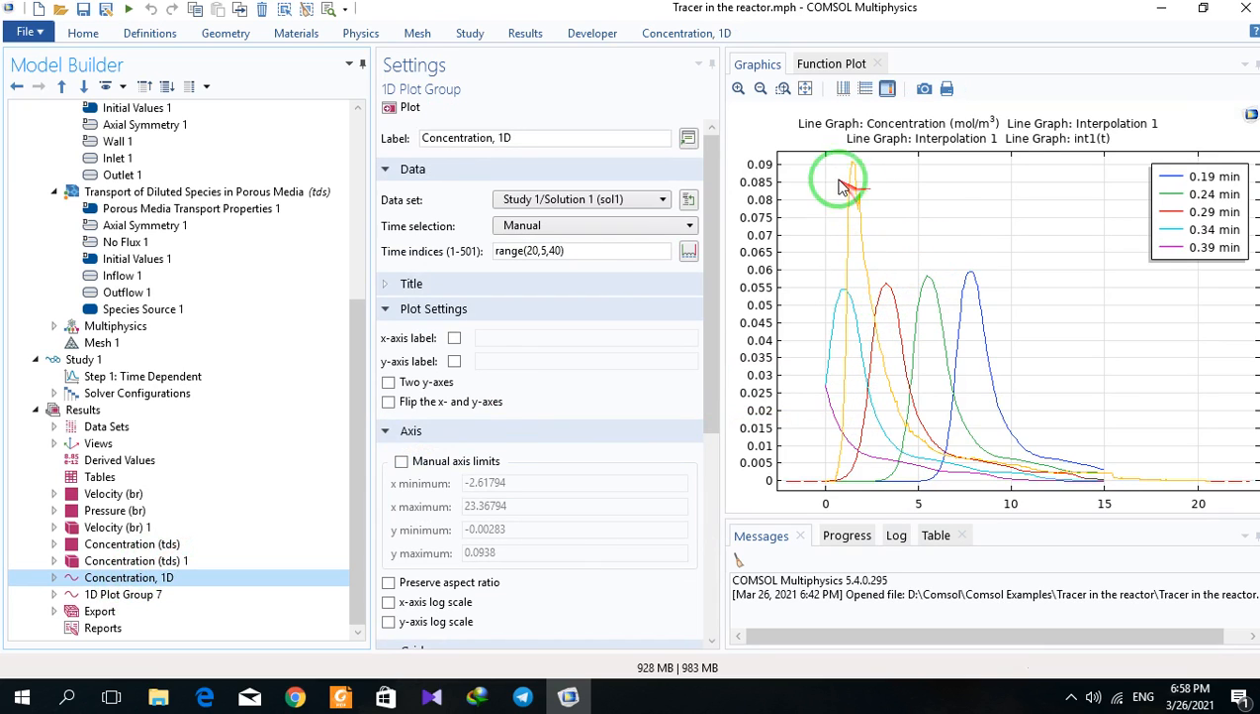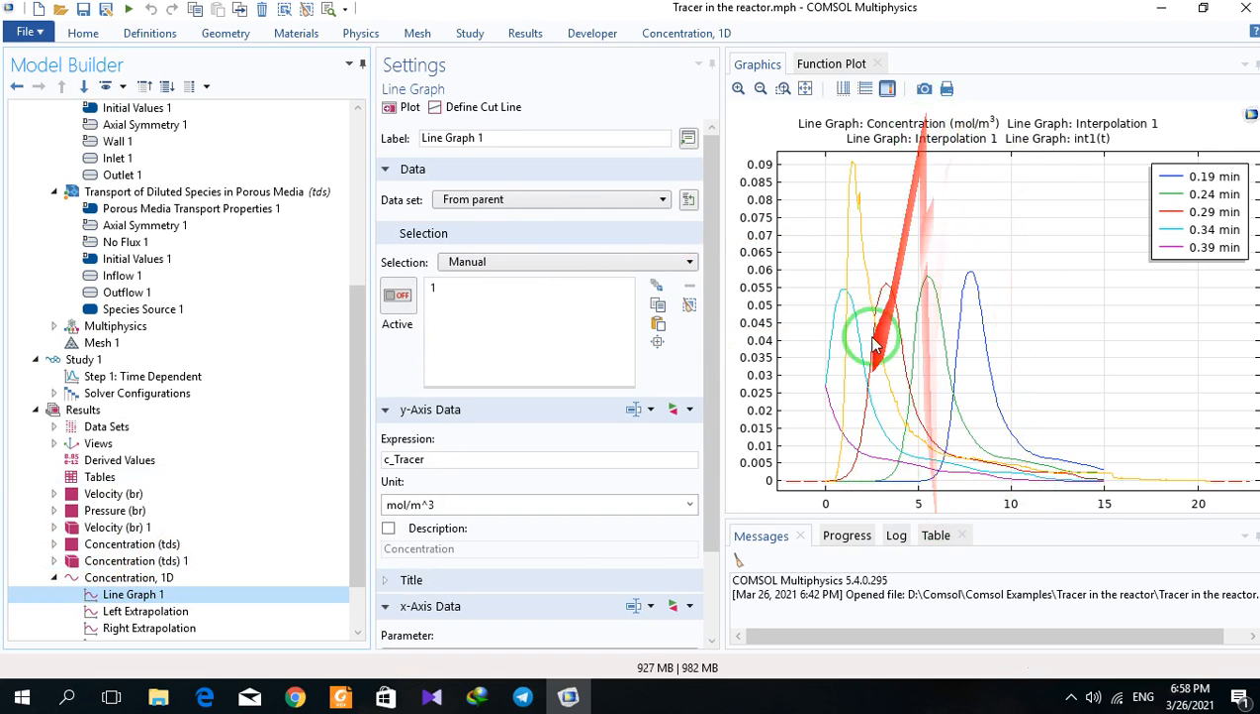Also it is our inlet, and it is the outlet, the concentration alongside the reactor, in the middle of the reactor. As you see, the pulse is moving toward the outlet of the reactor by time, by increasing the time.